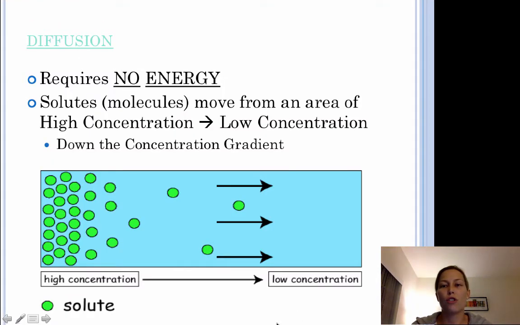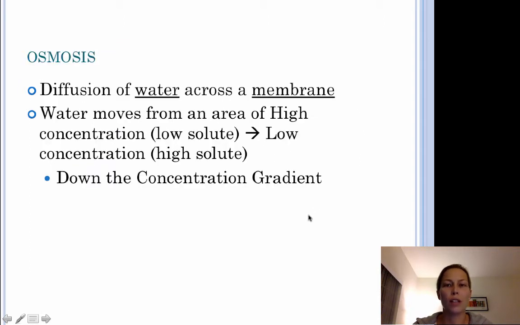So that video just showed a short clip on how diffusion works. We saw that the sugar molecules move from an area of high concentration to an area of low concentration, and they diffuse throughout the beaker until we got a solution where we had an even distribution of sugar molecules throughout the beaker. Let's take a look at another specific type of diffusion, and that is osmosis.